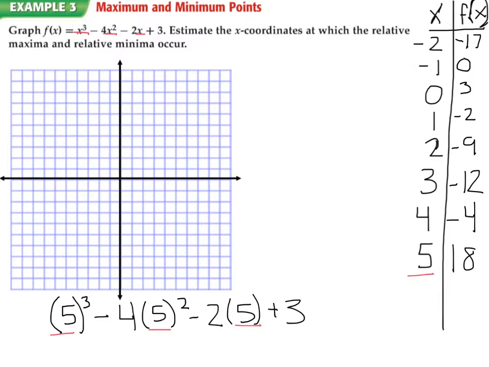So now we need to go ahead and see what's going on with this. So let's go ahead and graph it. So -2, -17 is going to be off of our chart, but we can graph a lot of the other ones. So we have -1, 0 as a point. We have 0, 3 as a point. We have 1, -2 as a point. We have 2, -9 as a point.